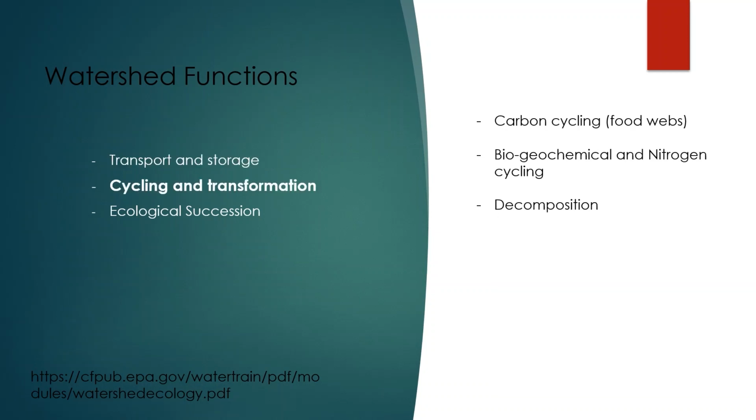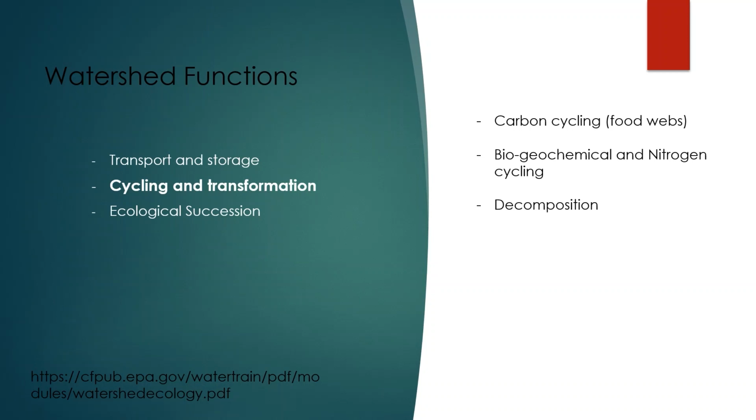So cycling and transformation also has 3 main points to it. One being carbon cycling, which is what we call food webs, starting with photosynthetic animals, moving all the way up to apex predators, and how that carbon cycles through at different rates, and the way it changes, not forms, but the way it cycles through different forms.